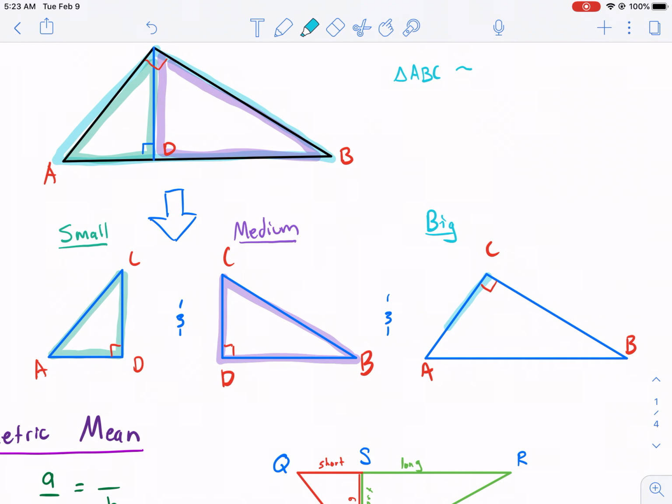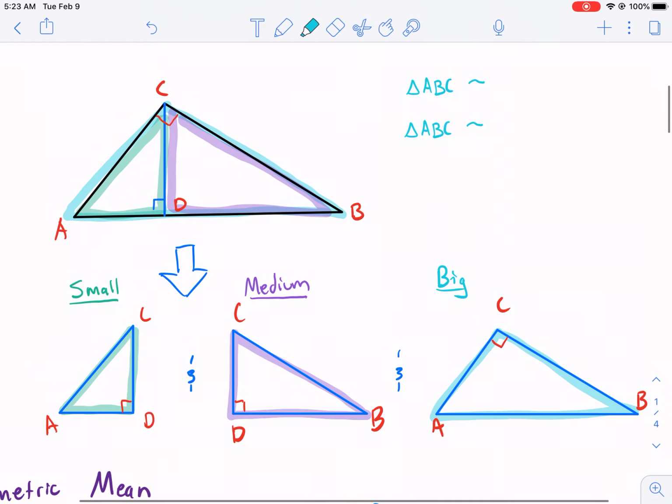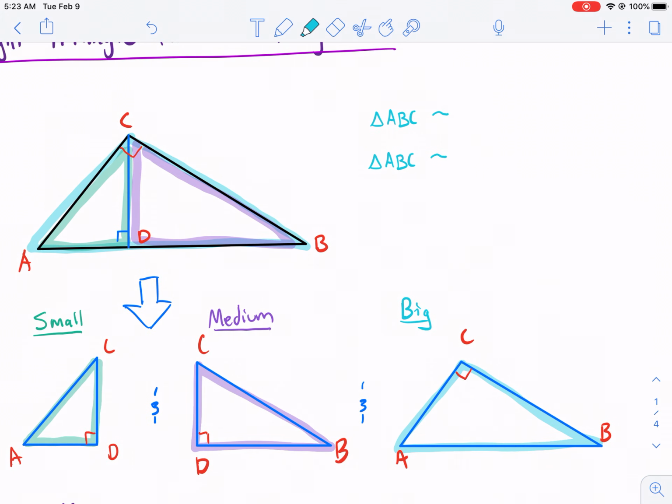And you can do this to any right triangle. You can draw an altitude in any right triangle, and this will create three triangles, and we're going to talk about their relationship in just a second. Okay, so let's consider the big right triangle to start.